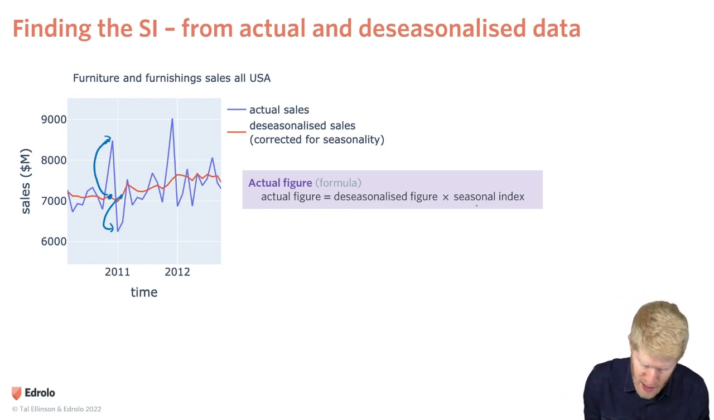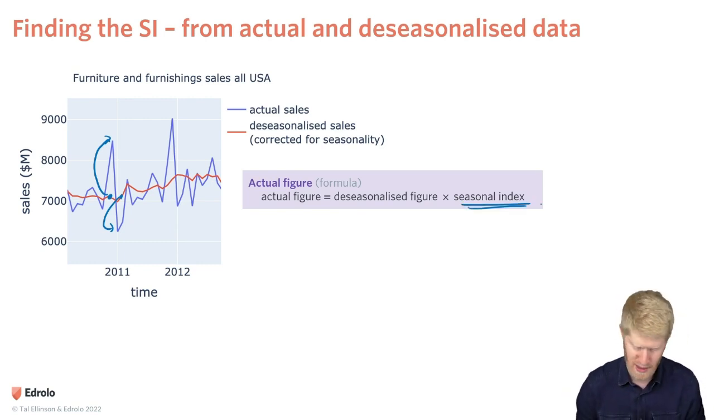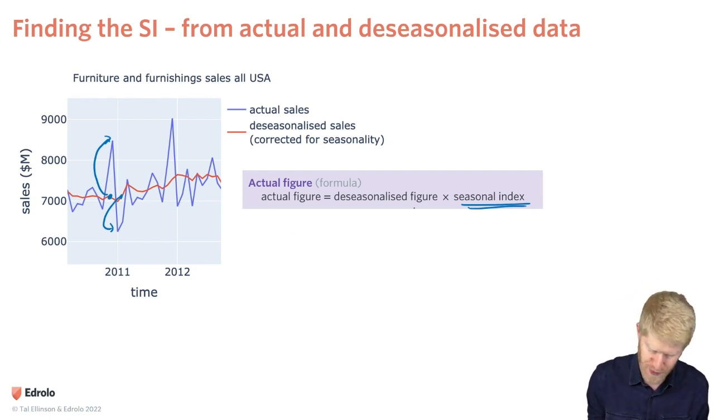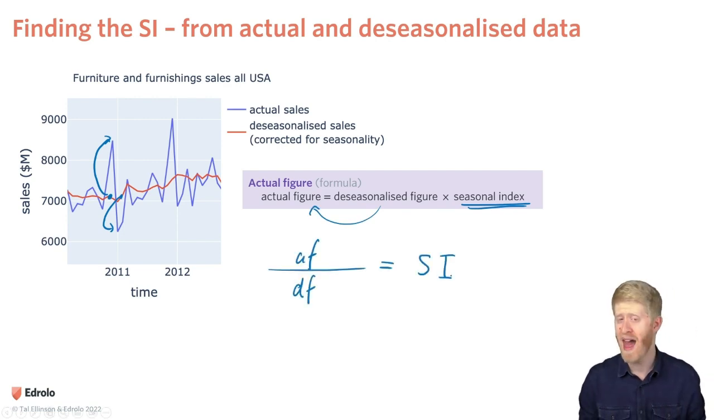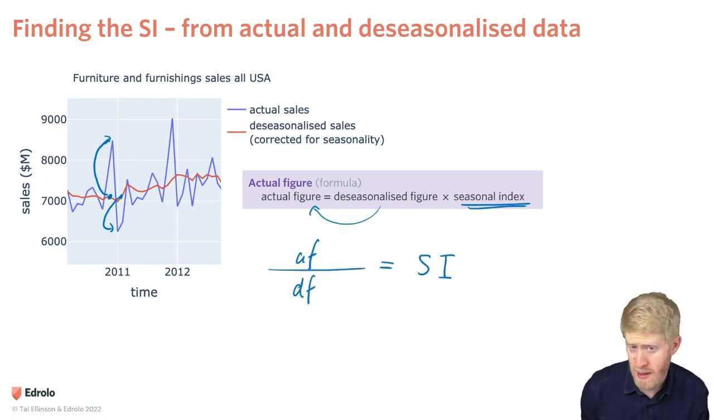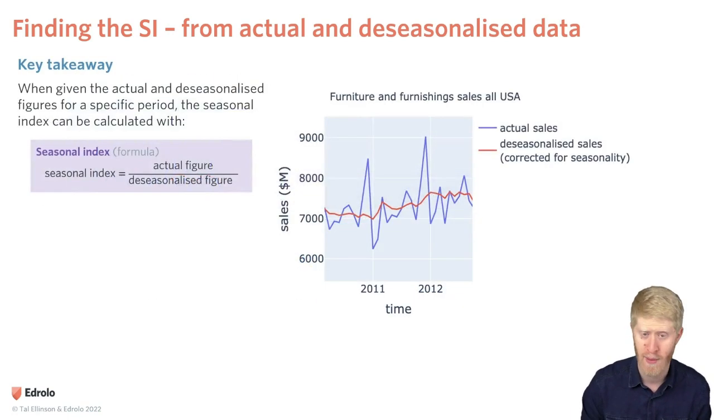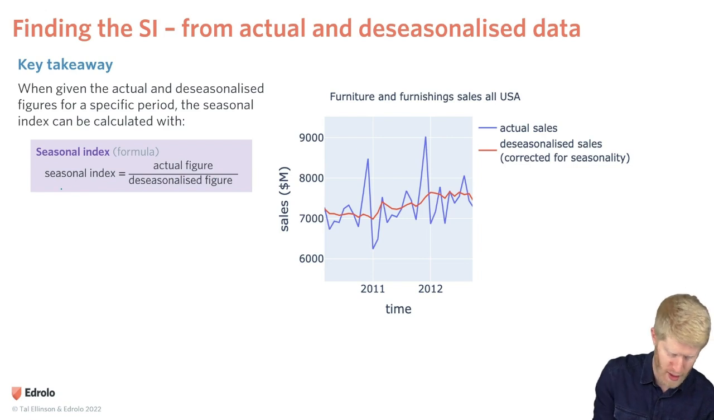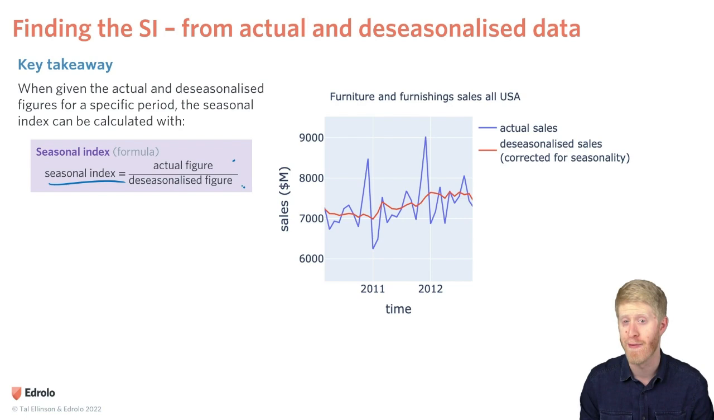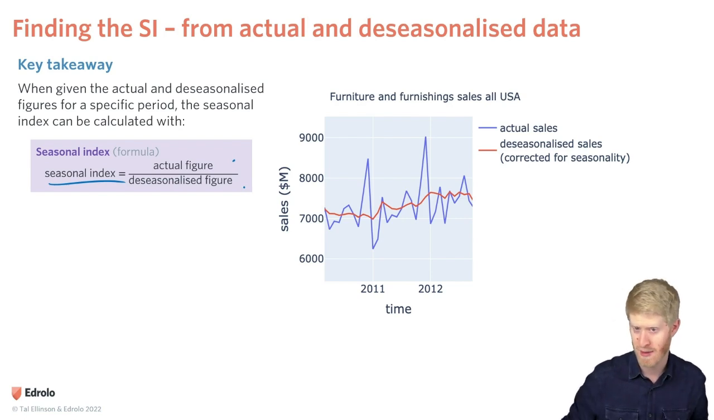We're going to dive in today and really focus on this seasonal index here. One of the ways we'll find it is by rearranging this formula. If I move the deseasonalized figure to the other side, I get that the actual figure divided by the deseasonalized figure is one way to give me the seasonal index. And that's summarized over here. If we want to find this number, we'll take an actual, divide it by a deseasonalized, and that's going to be our first method for finding the seasonal index.